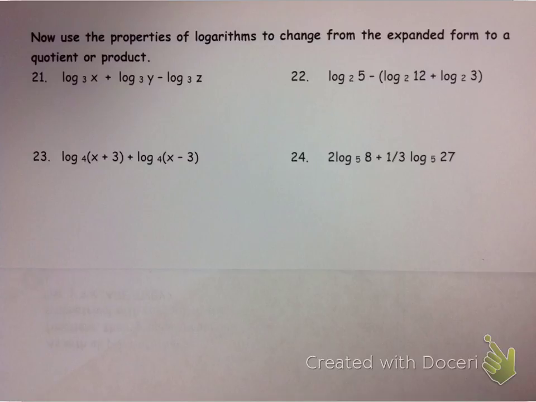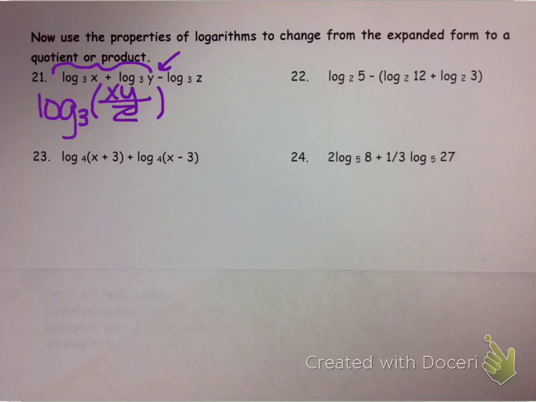Okay, when we go in the opposite direction, going from expanded form into condensed or compressed form, what you're going to do is use those laws in reverse. So number 21, all three of those logs have the same base, so they're able to combine. These first two logs are separated by addition, so when we put them back into a single log, the two things inside of them would multiply. And then this final log is separated by subtraction, so when it goes back inside the log with the others, it wouldn't multiply, it would divide. And that is your compressed or condensed answer.